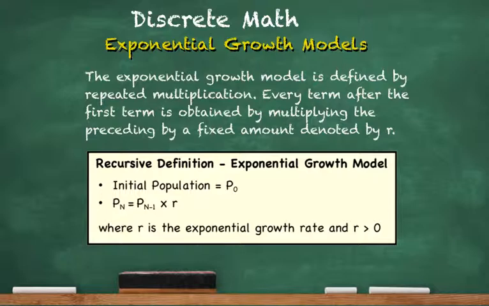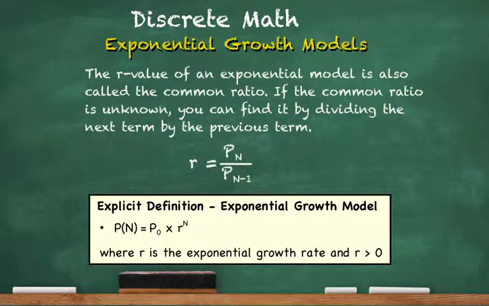It looks similar to what we did with linear growth models. We still have P sub 0 that represents our initial population, and we still have a definition that uses previous data to generate new data. So the P sub n minus 1 is the previous data, and the P sub n is the new data. And then at the bottom it says where R is the exponential growth rate and R must be greater than 0.